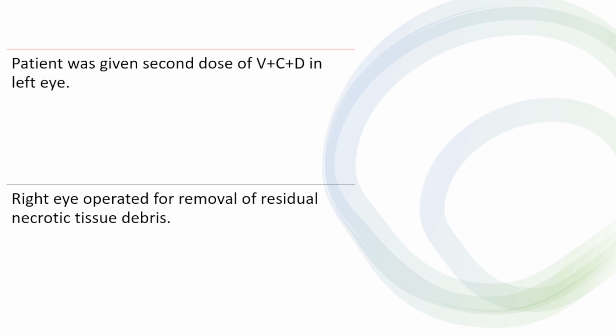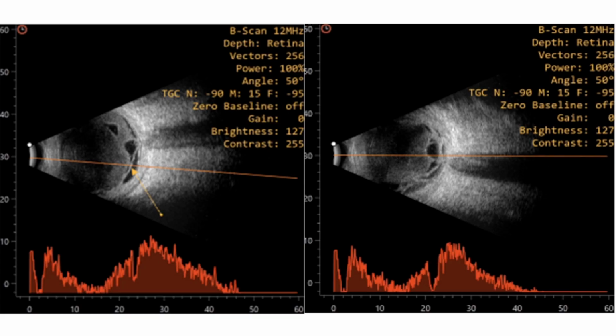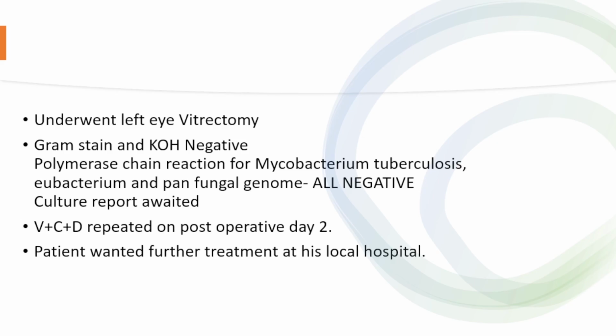Patient was given a second dose of V plus C plus D in the left eye, and the right eye underwent removal of residual necrotic tissue debris. After the second dose of VCD, there were few membranous echoes which were high reflective on A scan, and the clump echoes were persistent. So patient underwent left eye vitrectomy. Gram stain and KOH mount came negative. PCR for Mycobacterium TB, atypical mycobacterium, and panfungal genome was sent.